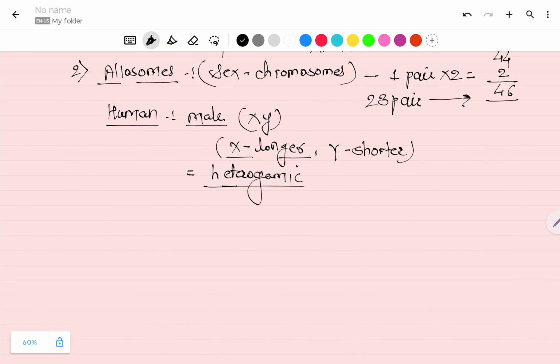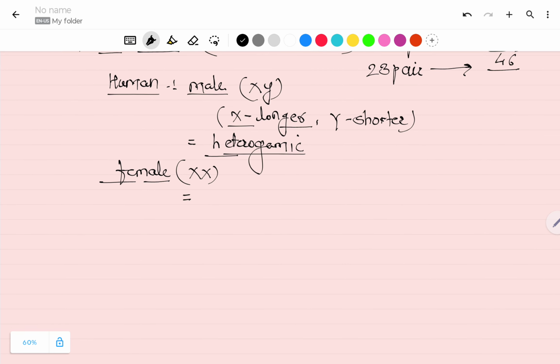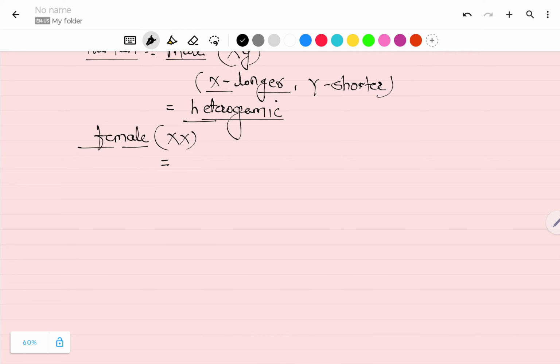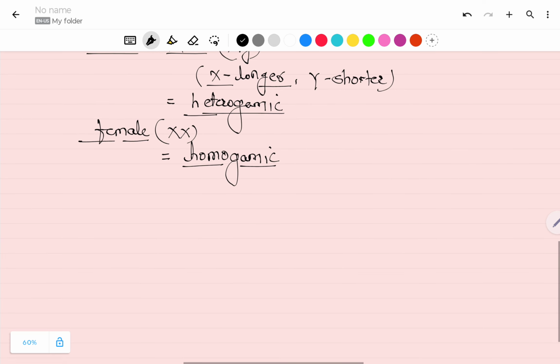Now the next: in the female, the chromosomes are represented as X and X. Both are equal, so this is called homogametic. Homogametic means similar chromosomes, and male means dissimilar chromosomes. Since the male has dissimilar chromosomes, the male is responsible for determining the gender of the newborn baby.